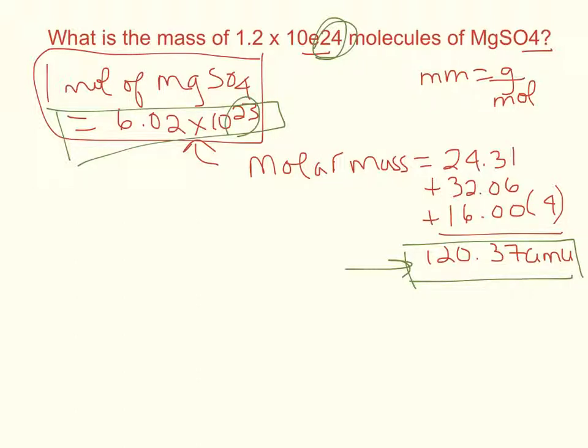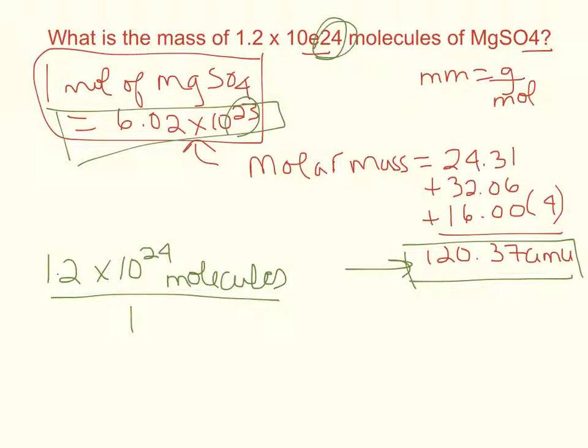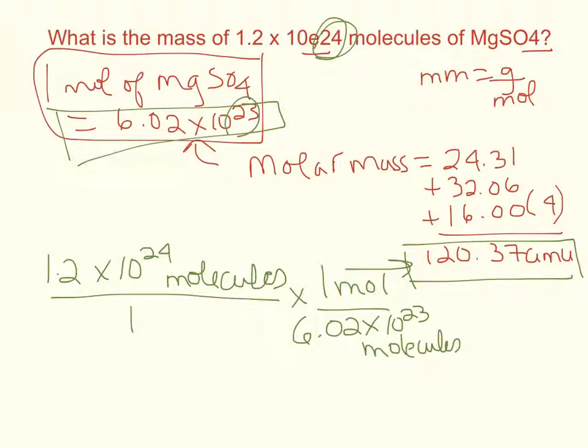We're going to set this up as a dimensional analysis. 1.2 times 10 to the 24 molecules is what we're given, and we're going to have that over 1 because we don't have 2 molecules of magnesium sulfate. If we had more than that, we'd have to consider that in our calculation. We're going to use a unit fraction: 1 mole over 6.02 times 10 to the 23 molecules. The name of the game here is to set up our unit fraction so that things will cancel out. Our molecules will cancel, as we have molecules up here in the numerator and down here as well.